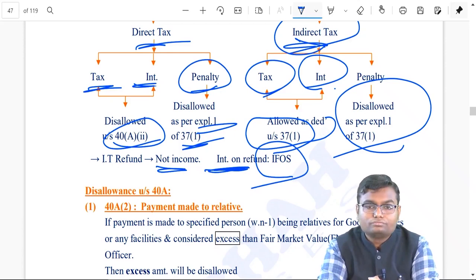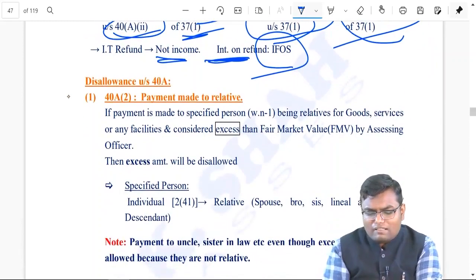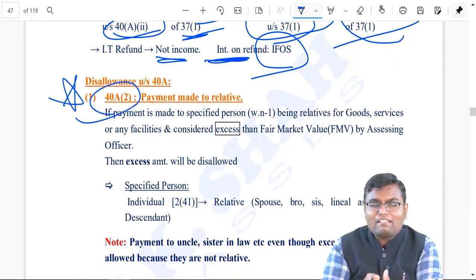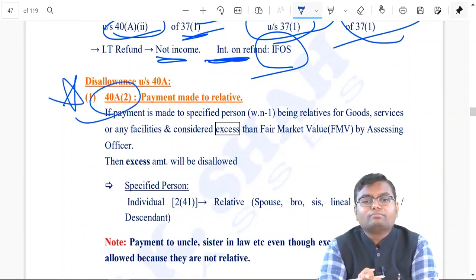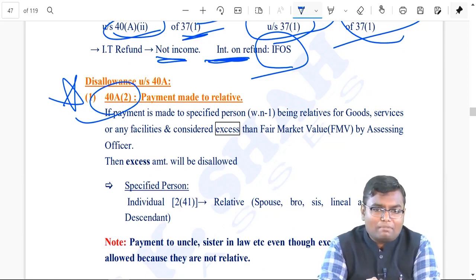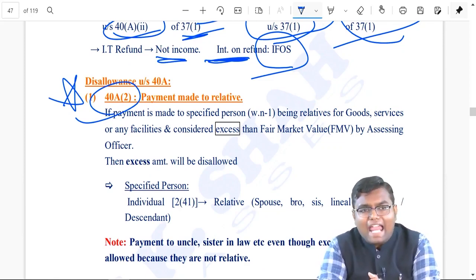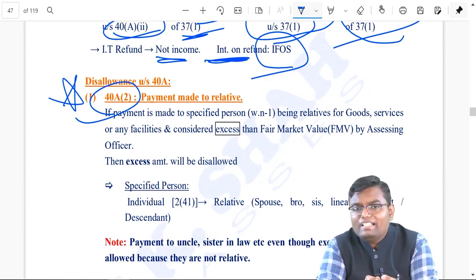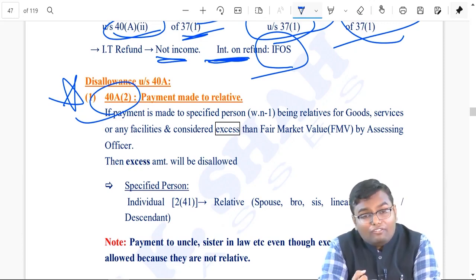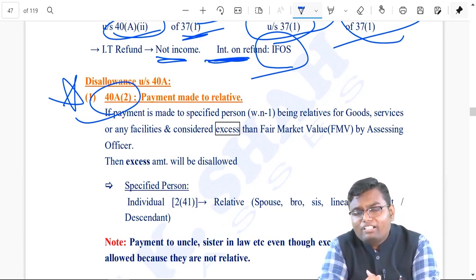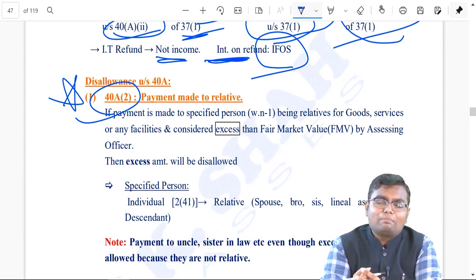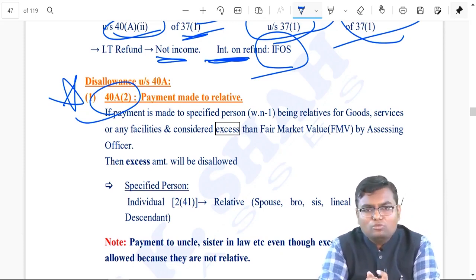Yes or no? Then, two very important disallowances that you have to remember: 40A subsection 2, 40A subsection 3. Starting with 40A subsection 2, which says that any payment made to a relative, if it is in excess of fair market value, whatever is the expenditure over and above market value, that is to be disallowed.